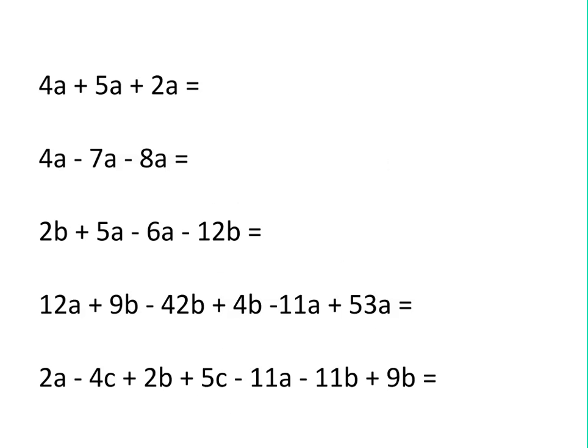Now on to this second type of algebraic addition, where you've already got 4a or 5a, a certain amount of a's, and you're adding those up. Well, this works just like normal addition. 4a plus 5a plus 2a is going to be 11a. 4a, take away 7a is minus 3a, and take away another 8a is minus 11a.